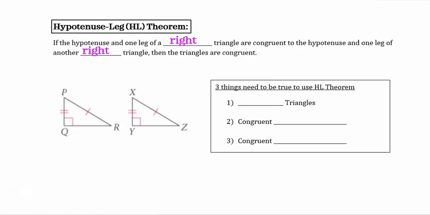Okay, so what it says is if the hypotenuse and one leg of a right triangle are congruent to the hypotenuse and leg of another right triangle, that's enough to say the triangles are the same.